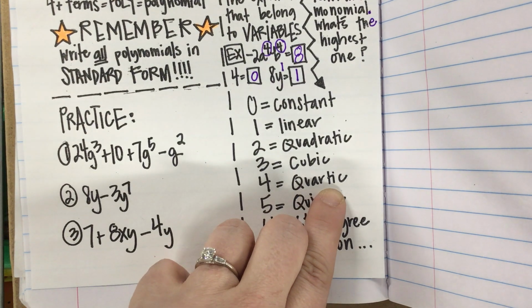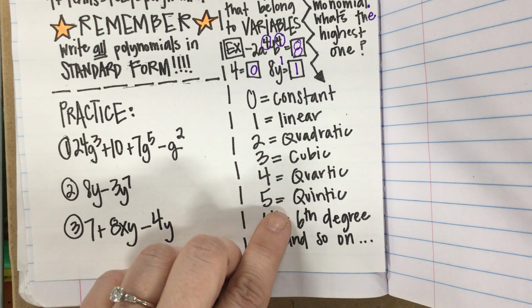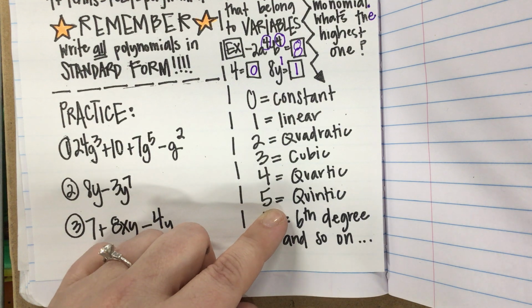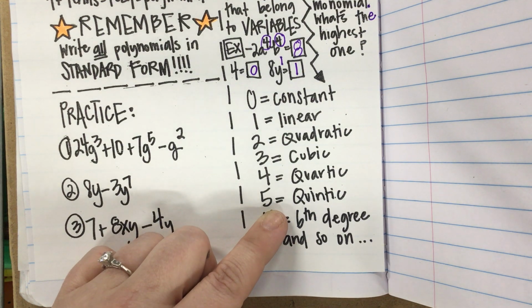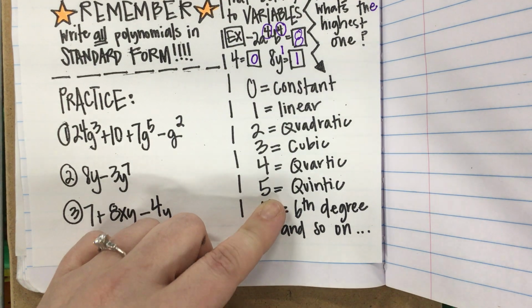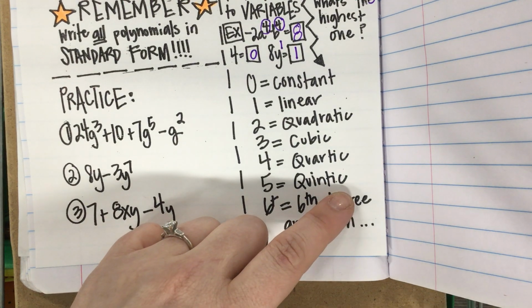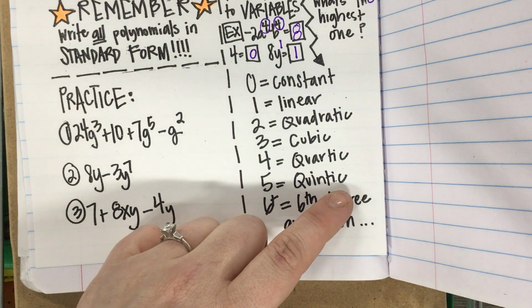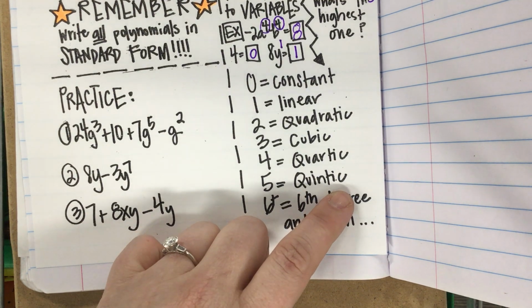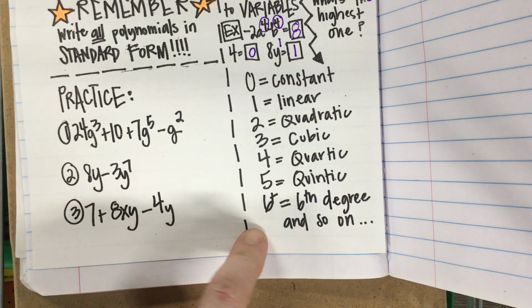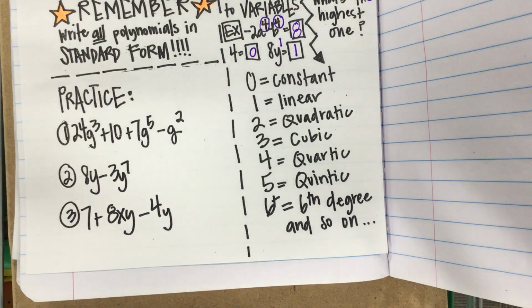Quart means 4, like 4 quarters. So why is 2 quadratic? That's a good question. 5 is called quintic. And then they decided that's enough. 6 and higher is 6th degree, 7th degree, and so on.